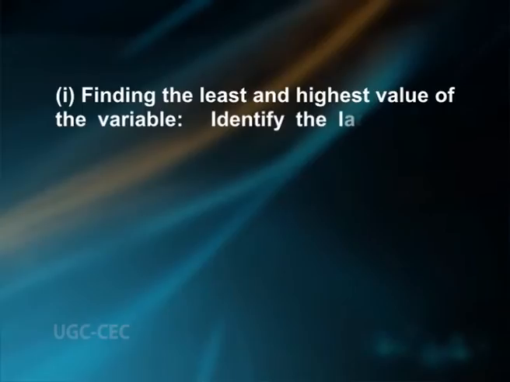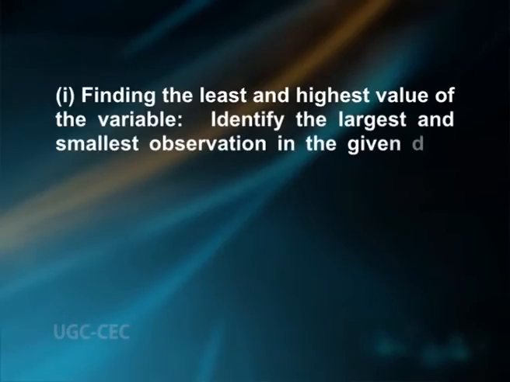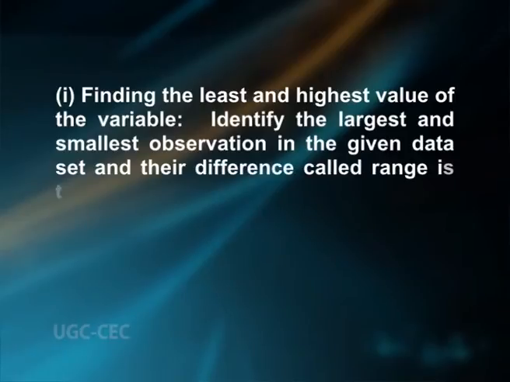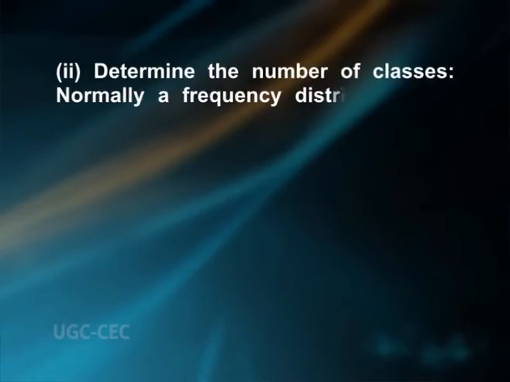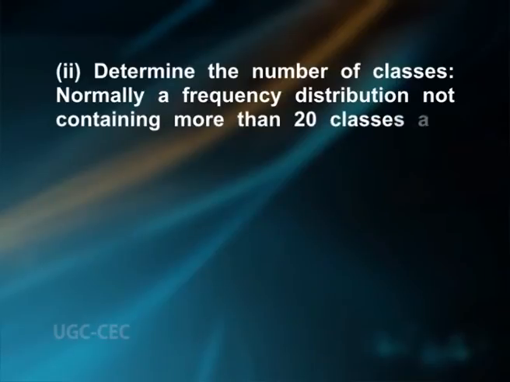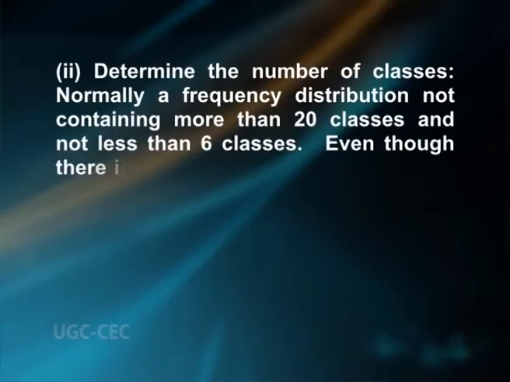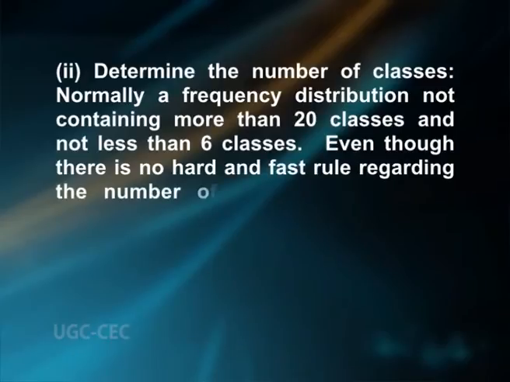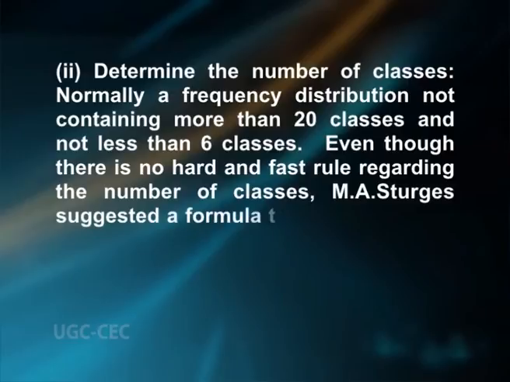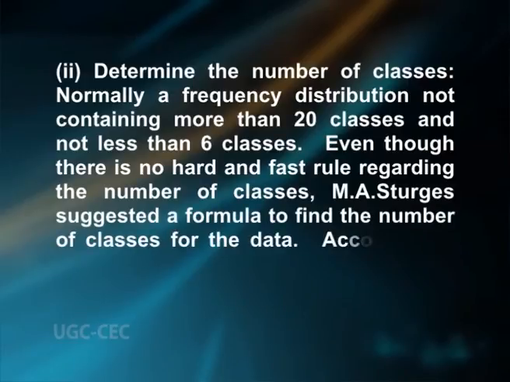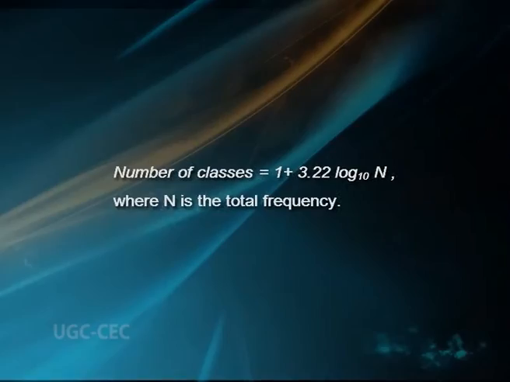1. Finding the least and highest value of the variable. Identify the largest and smallest observation in the given data set, and their difference, called the range, is to be found. 2. Determine the number of classes. Normally, a frequency distribution contains not more than 20 classes and not less than 6 classes. Even though there is no hard and fast rule regarding the number of classes, M.A. Sturges suggested a formula to find the number of classes for the data. According to his suggestion, number of classes equals 1 plus 3.22 log n to the base 10, where n is the total frequency.